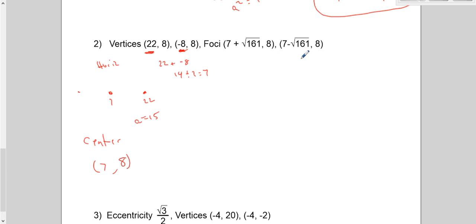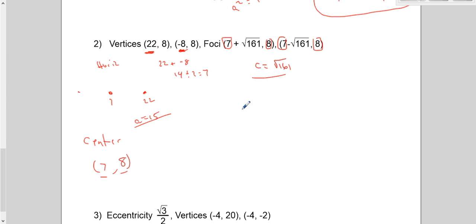For giving our foci, we're looking for the value of c. And if you look at your center, 7, 8, you have your 7 and you have your 8. And remember, your foci is adding and subtracting the c value to h or k. Here, we're obviously adding to h. So my c value is the square root of 161. So I've got my a, I've got my c.